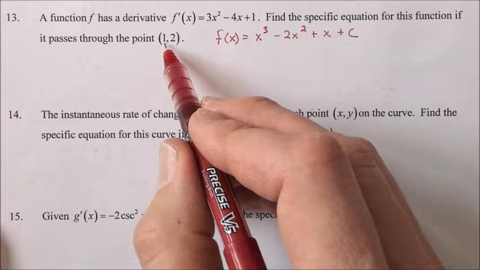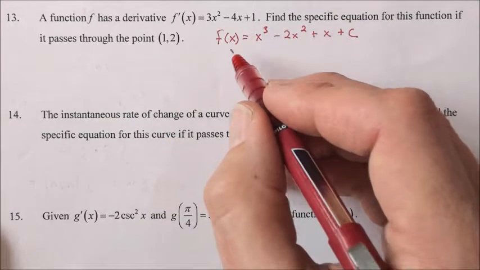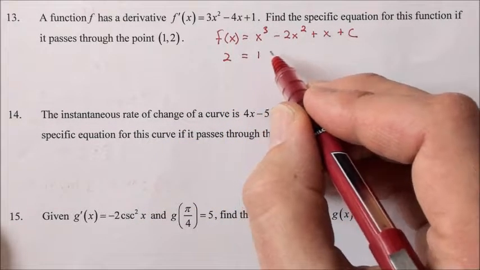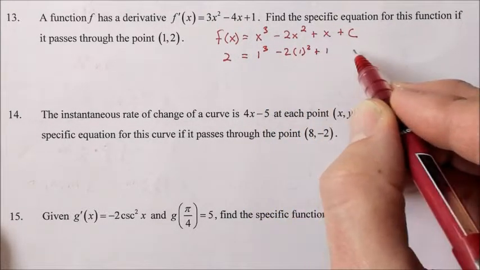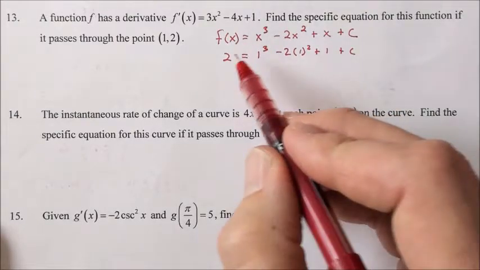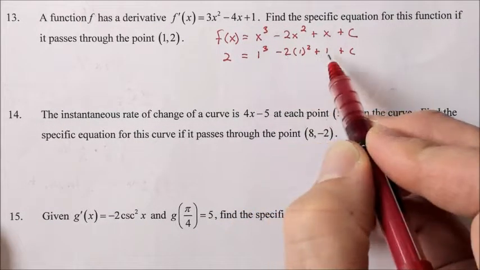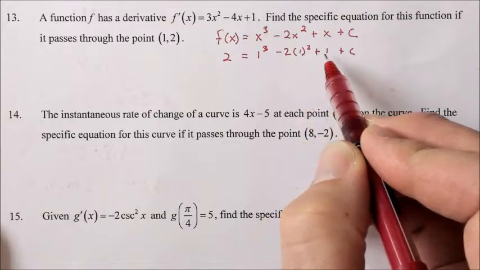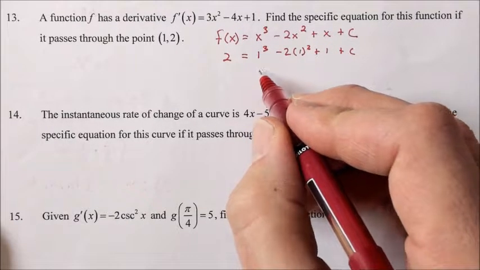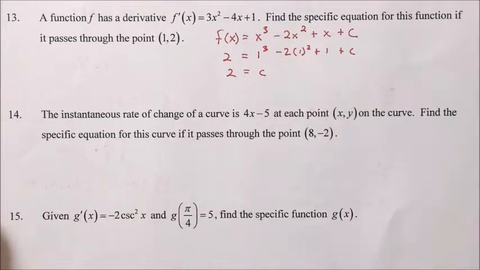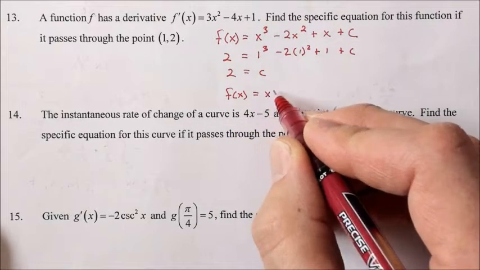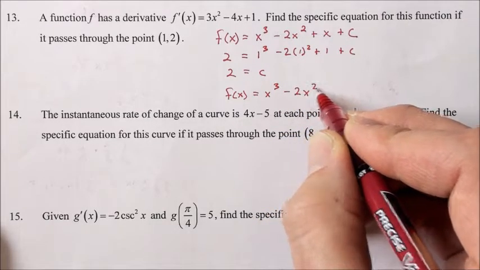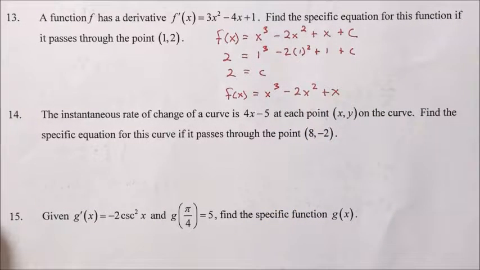Well, we are given the value of the function, 2, when x is 1, so we can replace x with 1 and f of x with 2, and that will allow us to solve for C. So we have 2 is equal to 1 minus 2 plus 1 plus C. 1 minus 2 is negative 1, plus 1 is 0, so we have C plus 0 is equal to 2, therefore C is 2, and our final step is to rewrite f of x, subbing in the correct value of C. So we have x cubed minus 2x squared plus x plus 2.